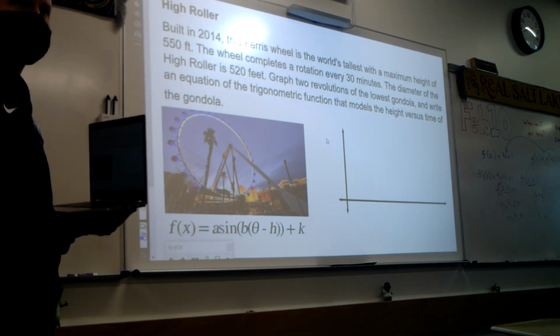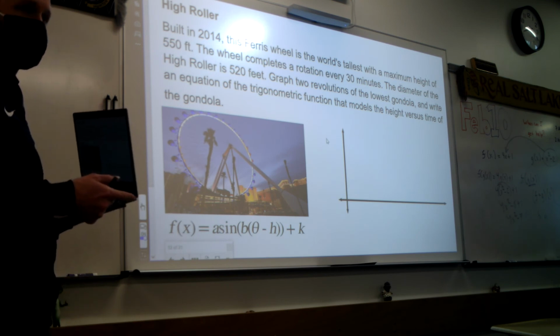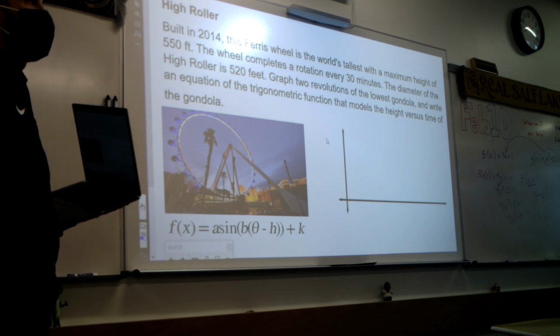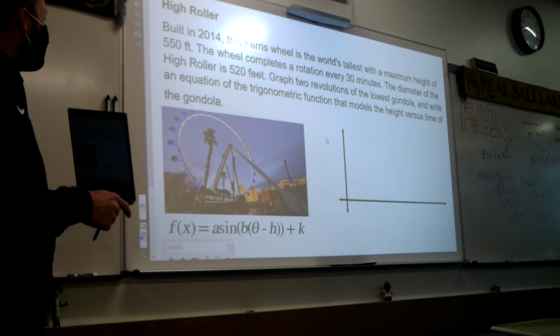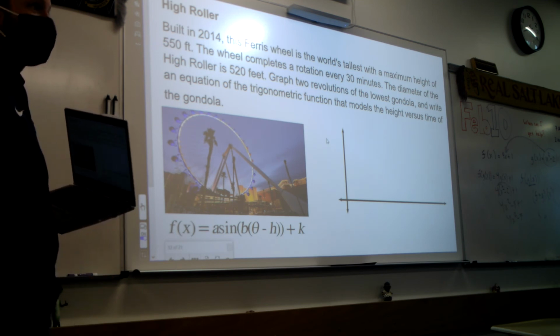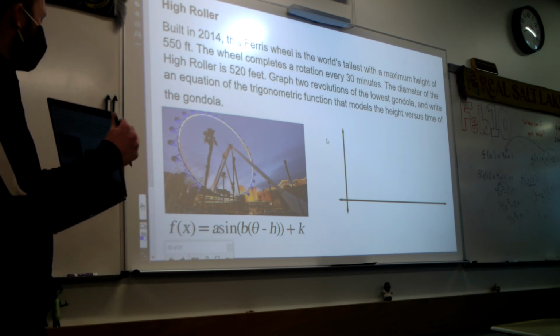Similarities. We're still graphing height versus time. What else, between the Ferris wheels? It's every 30 minutes, so the period is 30 minutes. What does that tell you B is going to be here? Thanks, Josh. Pi over 15, okay? Now, differences, what's a difference?